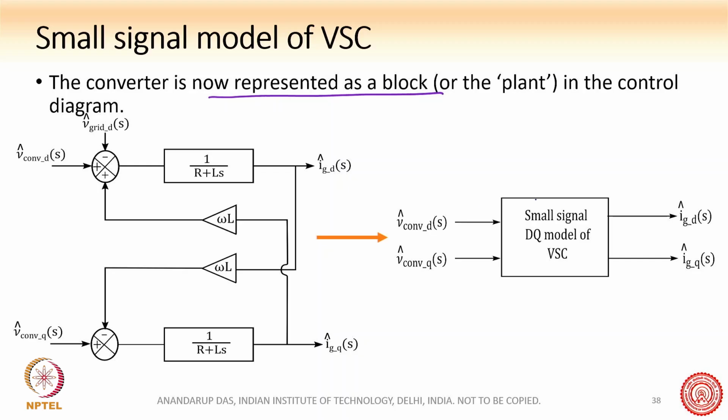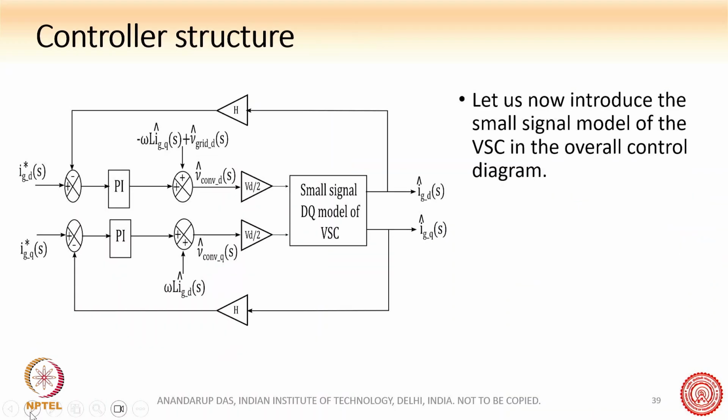diagram, and here you can see that this is the small signal DQ model of the VSC. So you can see here, these two are the inputs, and here is the output. This is the small signal DQ model. So when you now introduce the small signal model in the overall control diagram, here you see the small signal DQ model of the VSC.